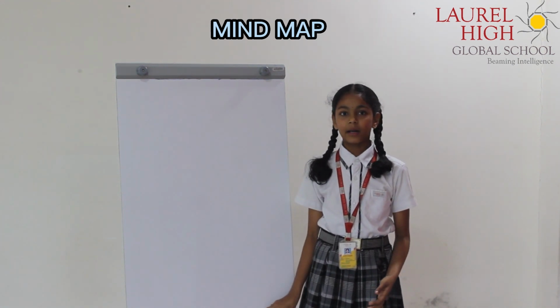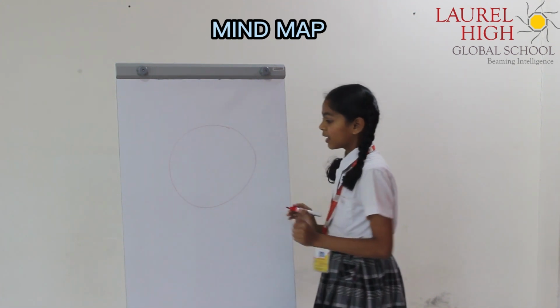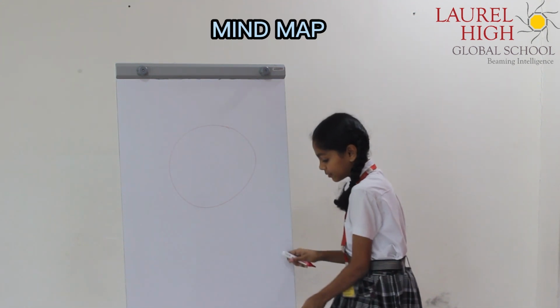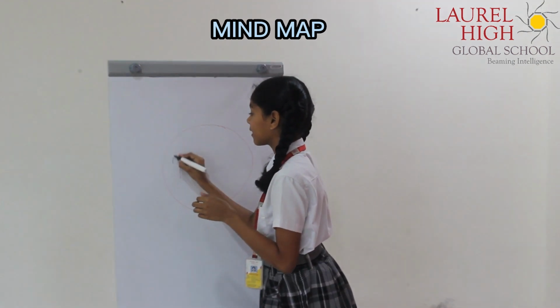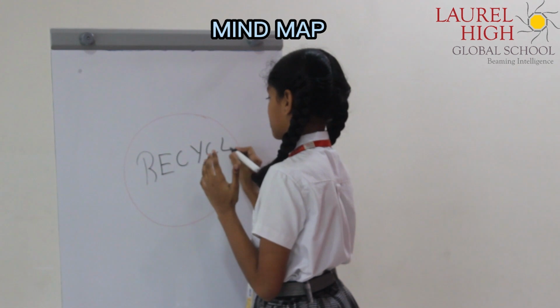How to draw a mind map? First, start with a circle in the center of the page in this way and write a topic in that. As I am taking my topic as recycling, I am writing my topic in that as recycling. Recycling is my topic.